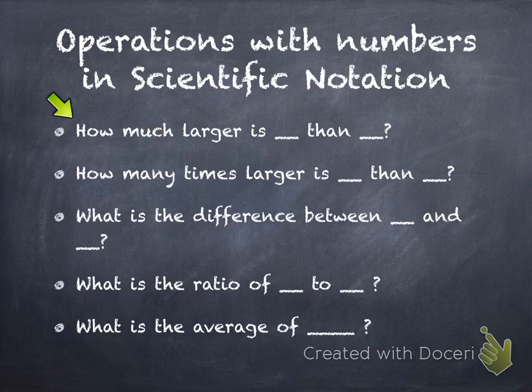Okay, so you could be asked, how much larger is one thing than another? How many times larger is one thing than another? What is the difference between blank and blank? What is the ratio of blah, blah, blah? And what is the average? Okay, so as you read these problems, think about what operations you would do. So right now I want you to think about what operations you would do for these 5 different problems. What would you do?